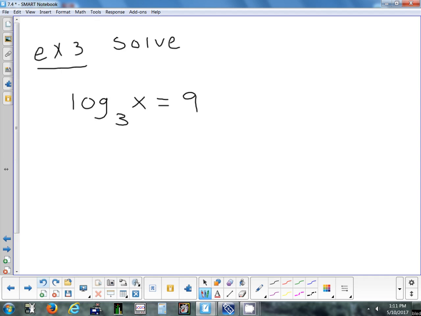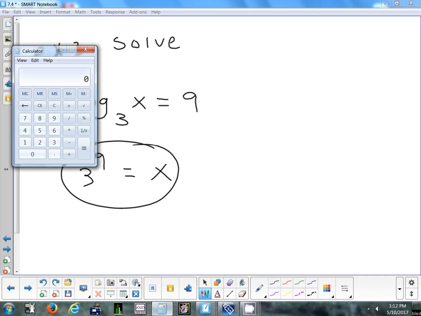Shannon, can you tell me my base? 3. What about my exponent? 9. And what goes on the other side? X. That's it. We know we're done because we have the letter by itself.